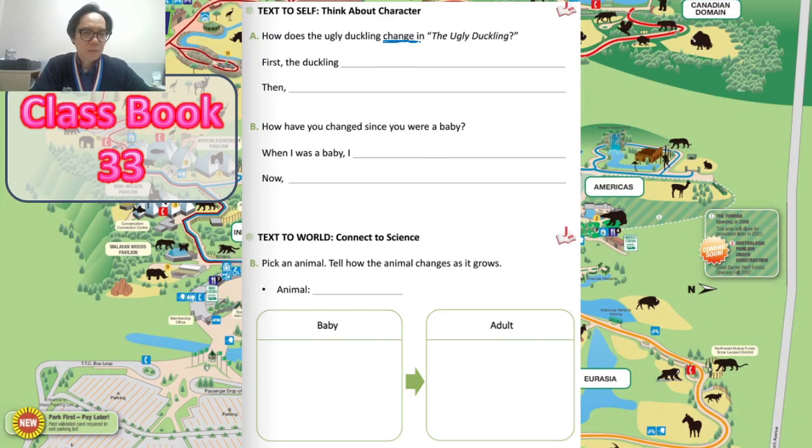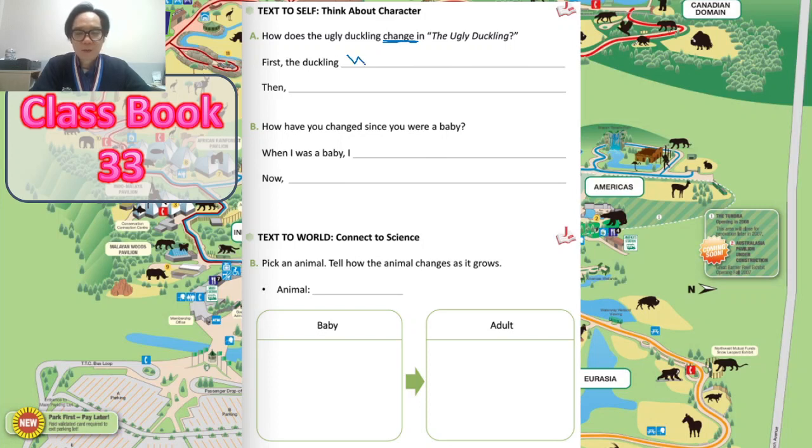Does the duckling change his name? No. It changes how it looks, right? So, we need to tell what the duckling looks like before he changes. Can you remember what the duckling looked like before he changed? Well, first, the duckling. So are we talking about right now or before? We're talking about before. So we want to say, first, the duckling is. Is? No, is right now. So, we don't want to talk about now. We want to talk about before. So yesterday. So first, the duckling was.